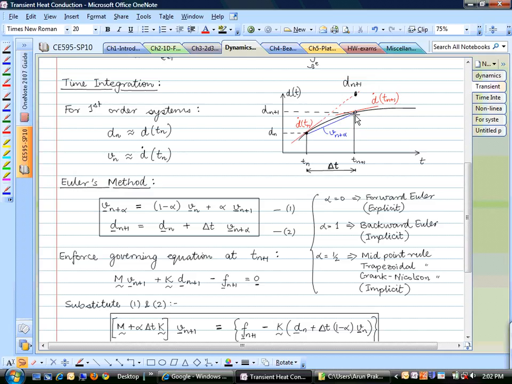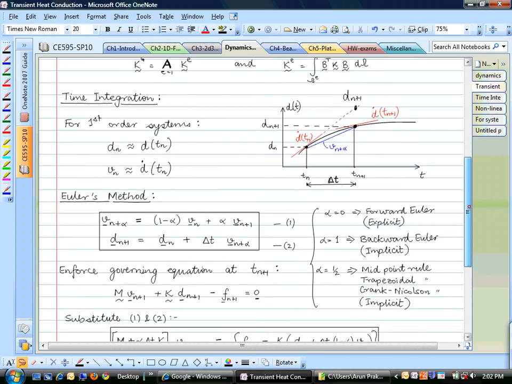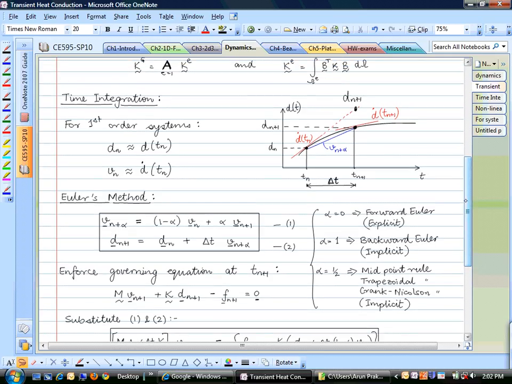But again, the important thing to keep in mind is that there will be errors. In general, this method is a second order accurate method. What it means is that if you decrease delta t by half, your error will go down by 4 times. So this is the idea behind time integration. You know the solution at some Tn. Knowing the solution at Tn, you advance the solution to Tn plus 1. And that's what we do in dynamics also.